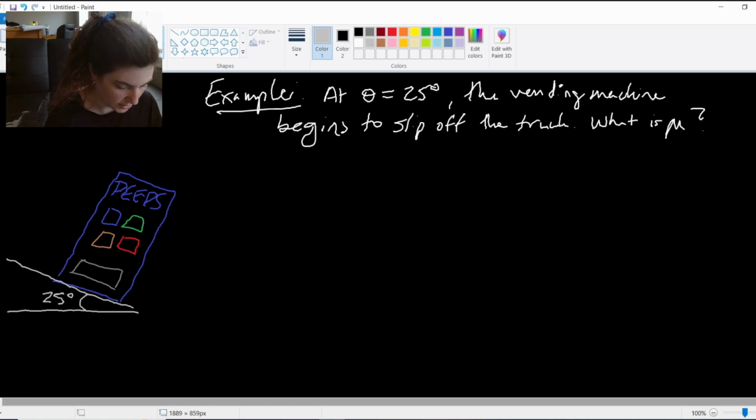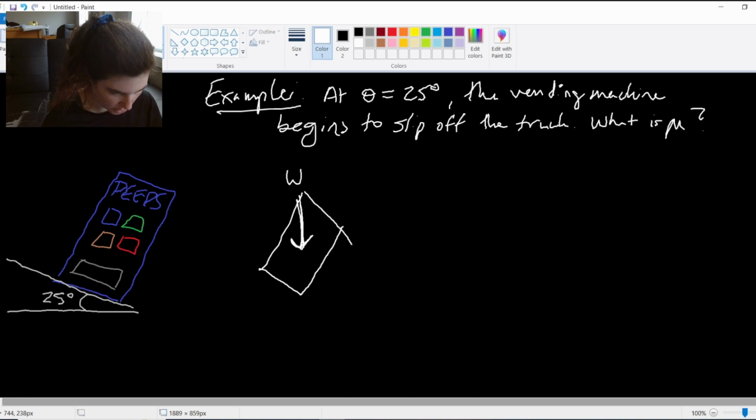Let's draw a free body diagram for this guy. I've got my vending machine. That's not quite as nice as the one that was already drawn there. But I've got my vending machine. It has a weight acting on the center. Notice that it's acting still vertically down, even though my machine is tilted.